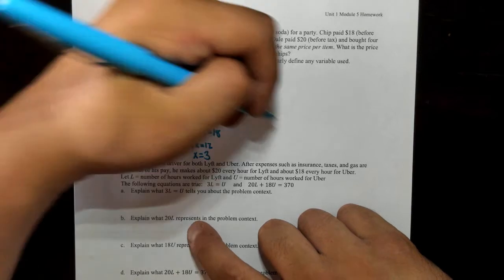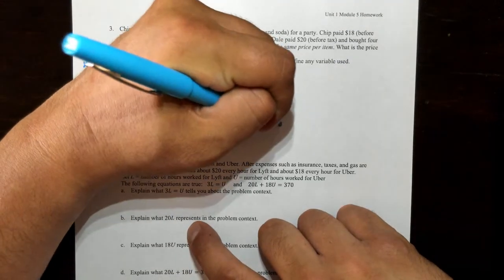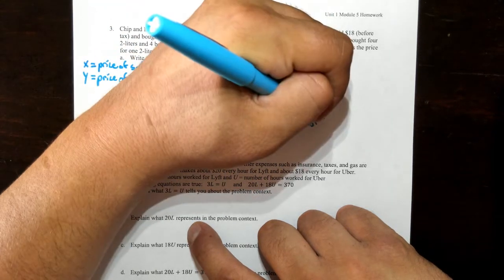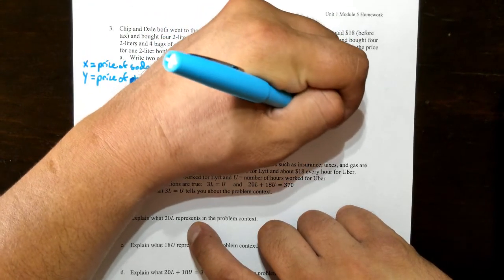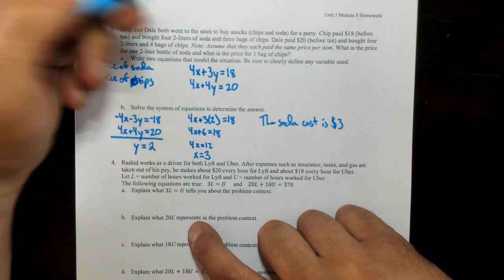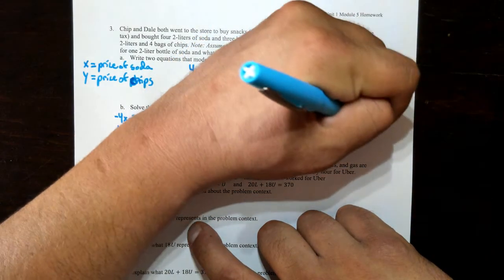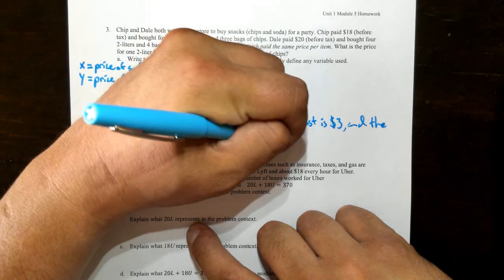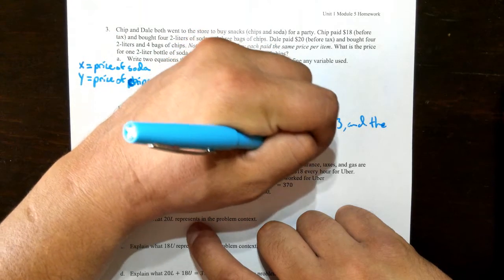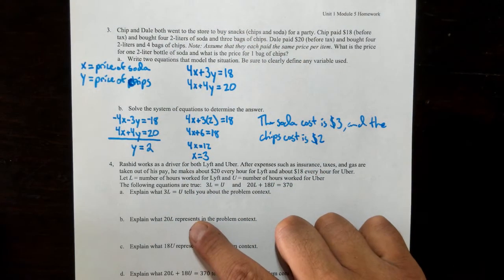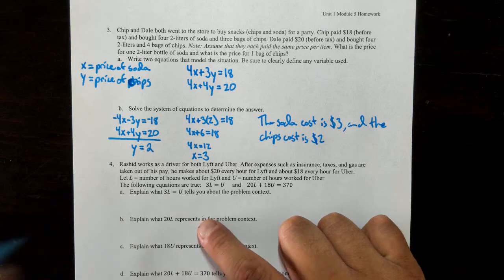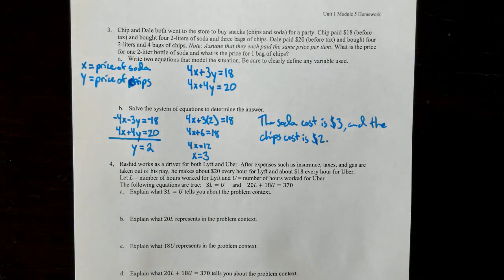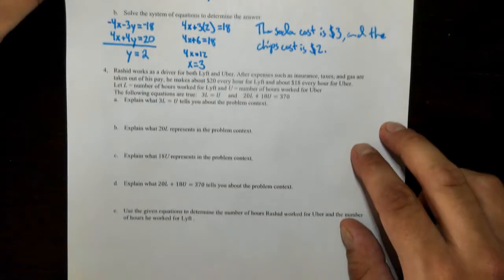So I can say that the soda cost is $3 and the chips cost is $2. So that's that. Awesome. We created two equations and solved for them. Moving on to number 4.